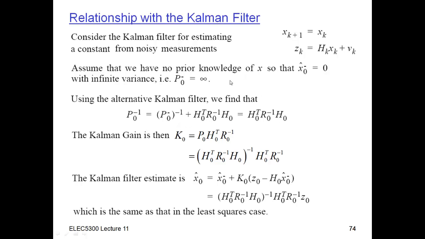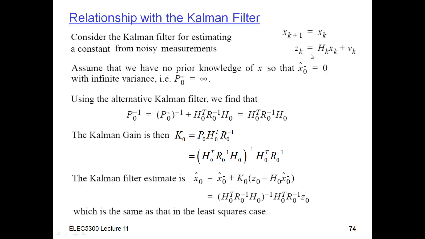You remember that the Kalman filter has a vector model of the measurements and the underlying state that we want to estimate. In this case, we're going to assume that we're trying to estimate a constant. So the constant has this vector formulation where the next value is the same as the current value. And then the observation is just some linear transformation of x plus some measurement noise.